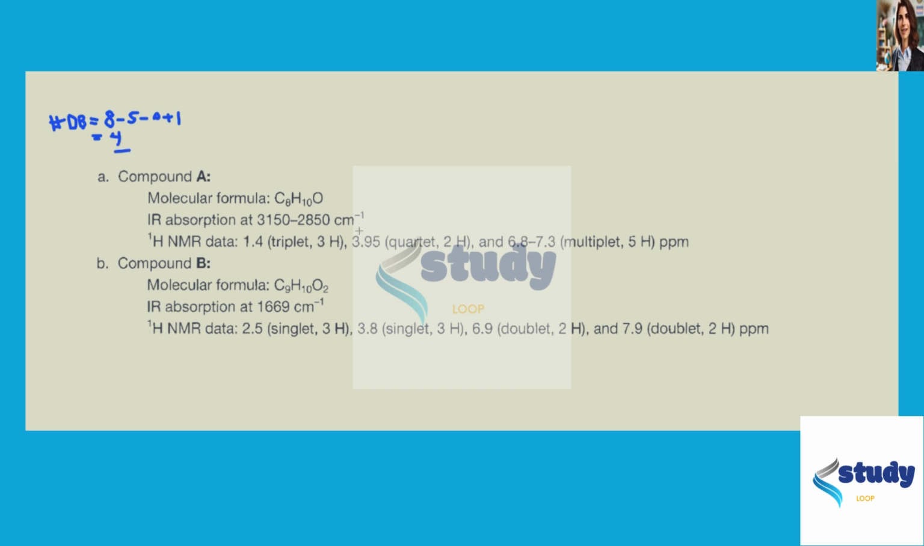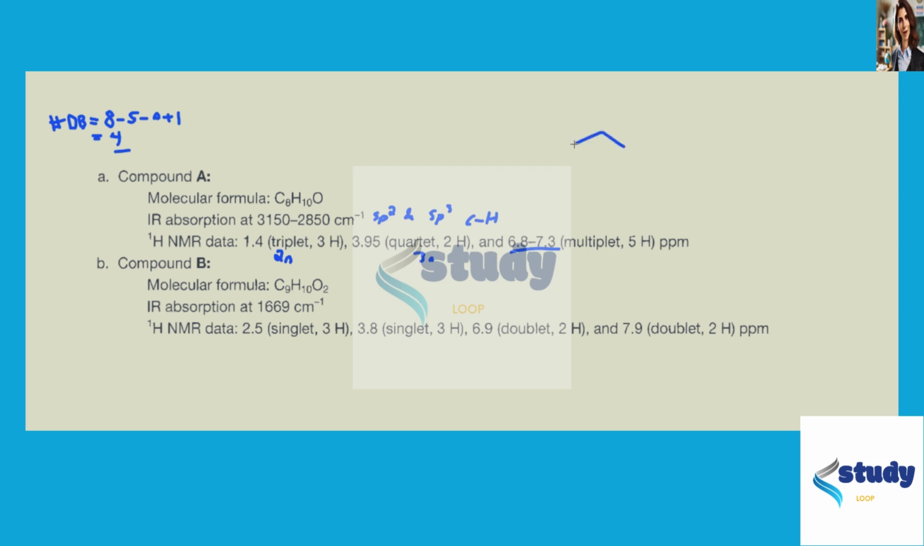Well, what does the IR data tell us? The IR data tells us that we have sp2 and sp3 hybridized carbon-hydrogen bonds. And what does the HNMR data tell us? We have a triplet, which has 2 neighbors, at 1.4, a quartet representing 3 hydrogens, that means 3 neighbors, at 3.95, and a multiplet representing 5 hydrogens at 6.8 to 7.3. So we know that these 5 hydrogens are going to be aromatic.